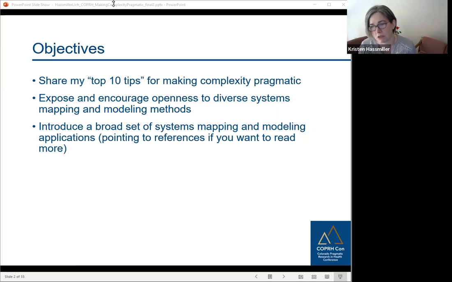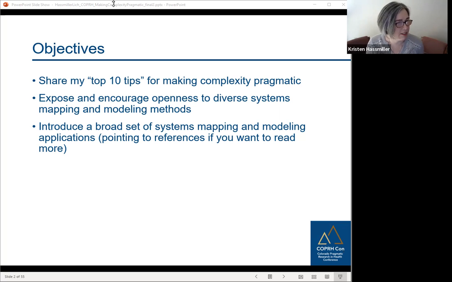There's not just one approach to doing this. There are a lot of approaches, and I think there's also a lot of room to innovate on the approaches. So I want to expose you to a bunch of different approaches, but also encourage an openness of mind to the diversity of approaches. These methods can be hard, and so we tend to learn and get good at what we know, but that doesn't mean it's always the right systems approach.